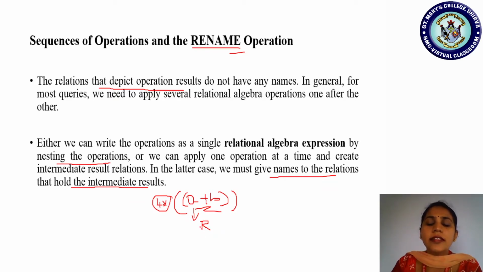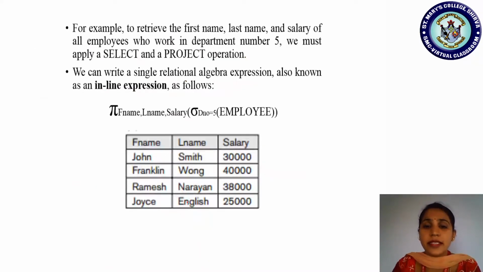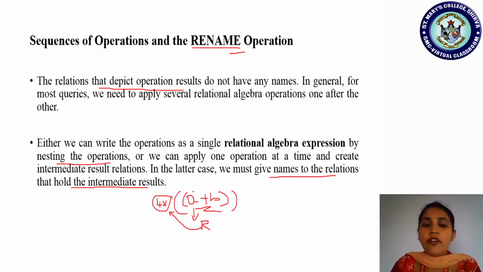Then r is holding the intermediate result, that is the sum of a plus b. Then this result is multiplied by 4. Okay, so like that we can apply one operation at a time and create an intermediate result relation, where product and addition are both being nested. I can first perform the addition, then store the result in r, then use this intermediate result to do the multiplication with 4. That is what they mean.